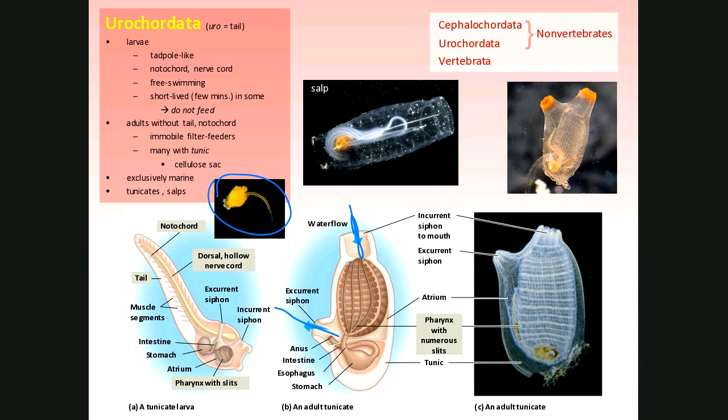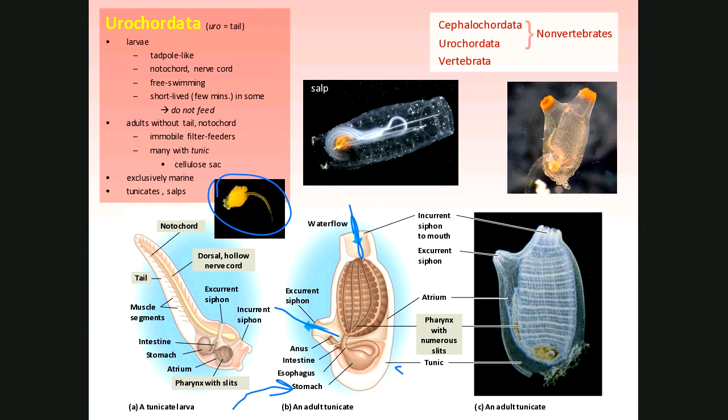The pharynx, of course, with all these numerous slits, is used for oxygenation and food gathering. And there's the tunic, the outer covering. The tadpole is free swimming, only lasts a little bit of time. It doesn't even feed. So it's going to disperse and then immediately settle down and start changing from a tunicate larvae to an adult tunicate. All right, so there's the larvae on the left, kind of fish-like, to the adult tunicate. Looks nothing like a fish.